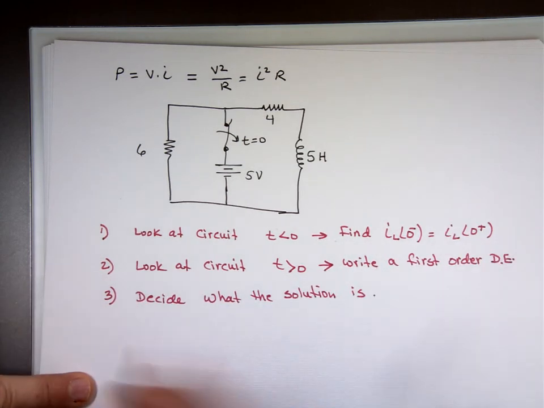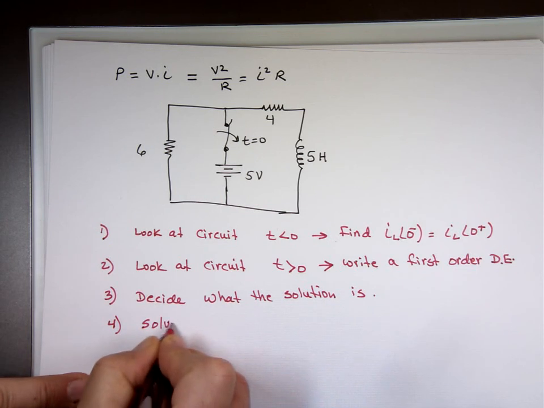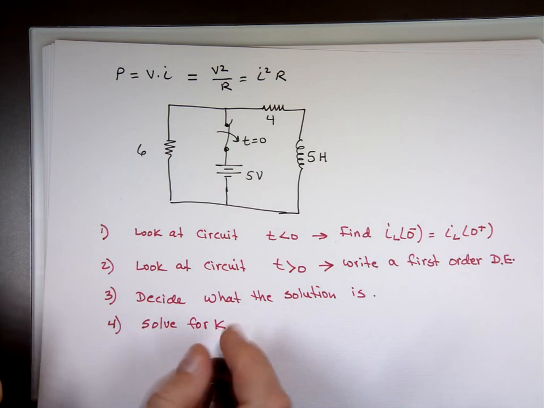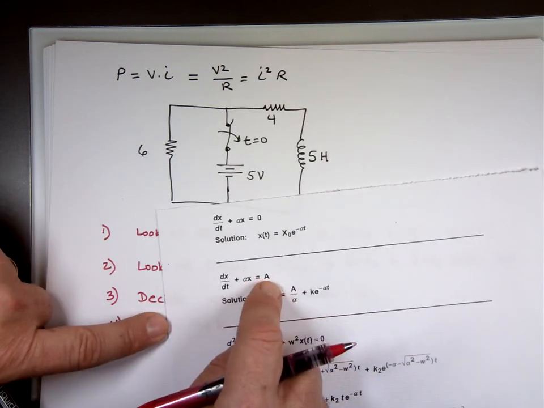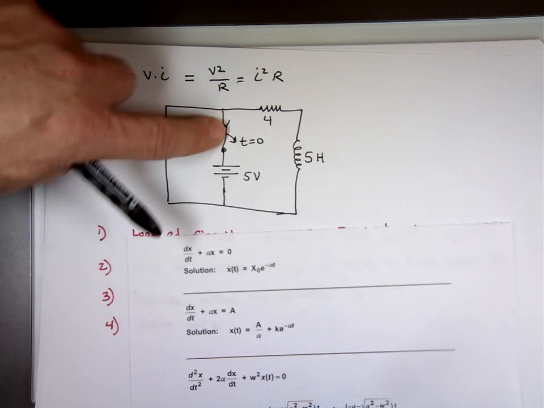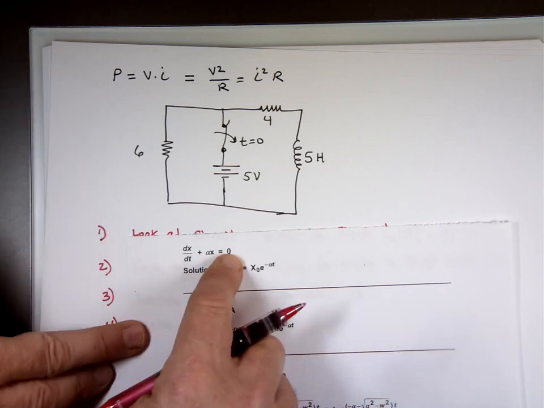And what is A? If this is a constant number here. The circuit I'm giving you, once t is greater than 0, has no source, called source free. And if it doesn't have a source, you will never have a number here. But what happens if I have a source after that?